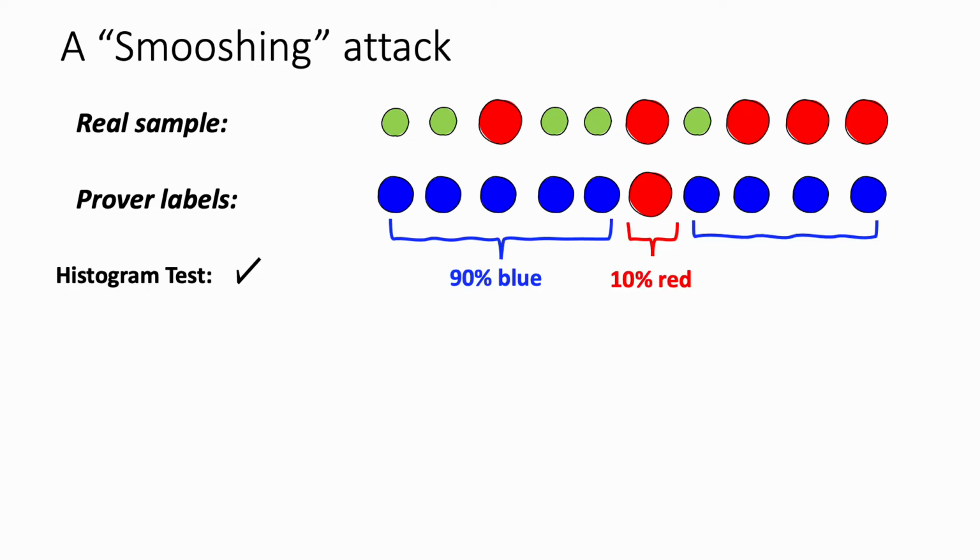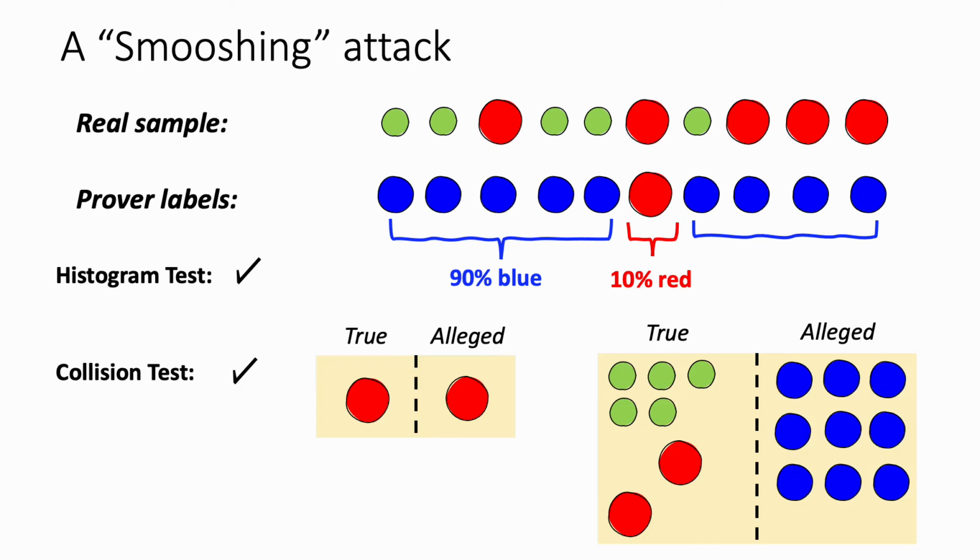90% of the samples are tagged blue, while the rest are red, and thus the first test passes. But also the collision test passes. This is because the elements tagged red are indeed red, and so the expected number of collisions they will have with the second sample is close to the expected value derived from the histogram.